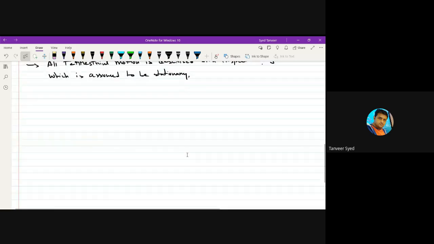Right, now coming to the first terms that we need to understand motion, they are distance and displacement.